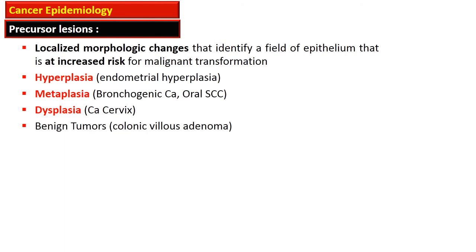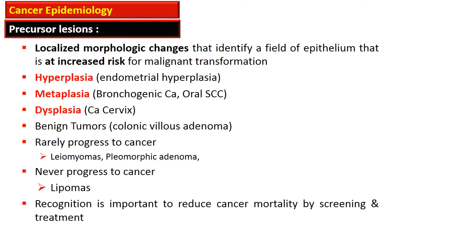carcinoma of the cervix. Sometimes a benign tumor may undergo malignant transformation, and an important example of this is colonic villous adenoma, which, if not resected or treated, may become malignant. Rarely, a tumor progresses to cancer, such as leiomyoma or pleomorphic adenoma. Then there are some tumors, such as lipoma, that never progress to cancer. The recognition of these lesions is very important to reduce cancer mortality by screening and early treatment.